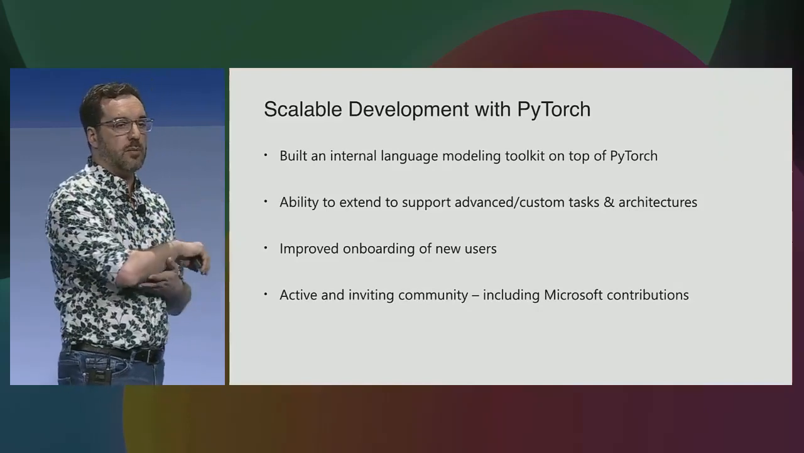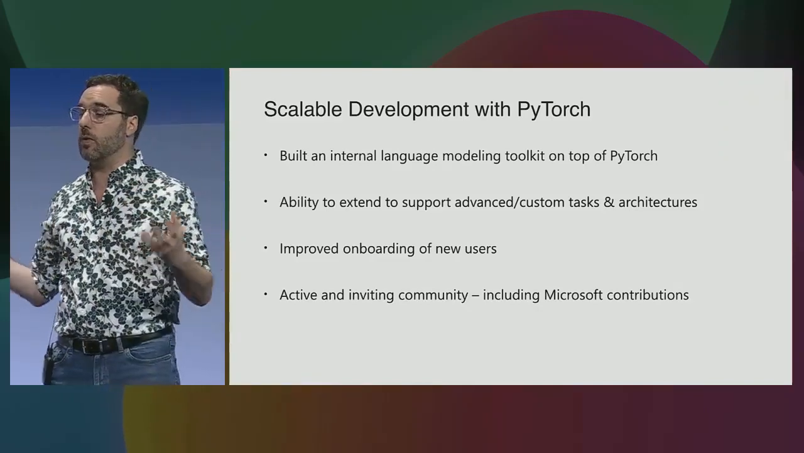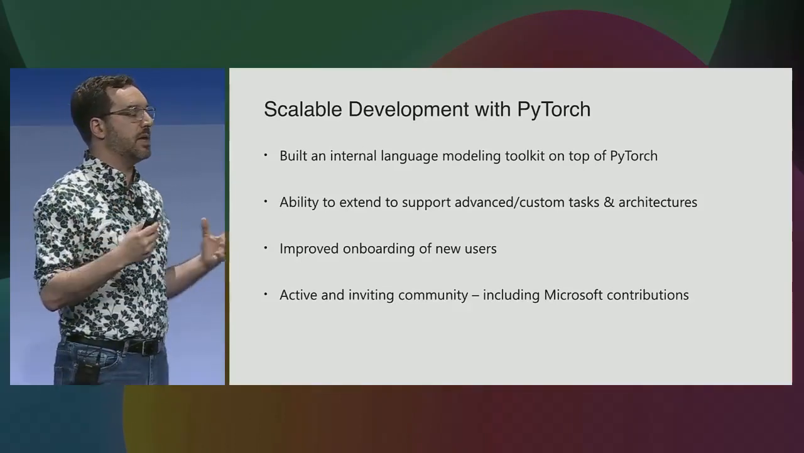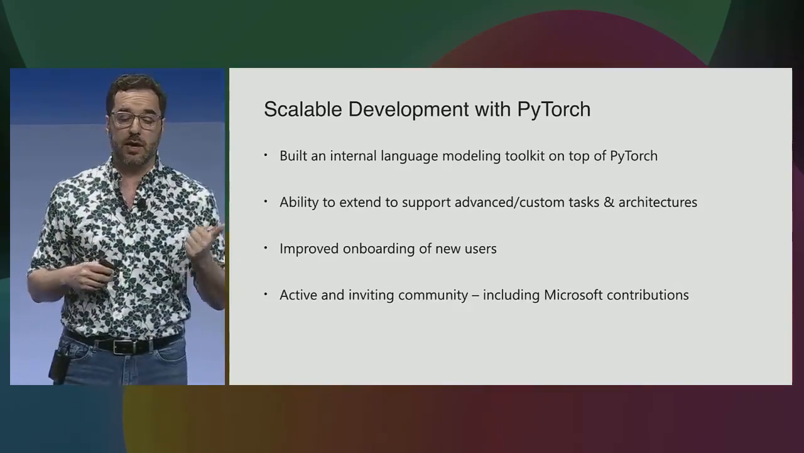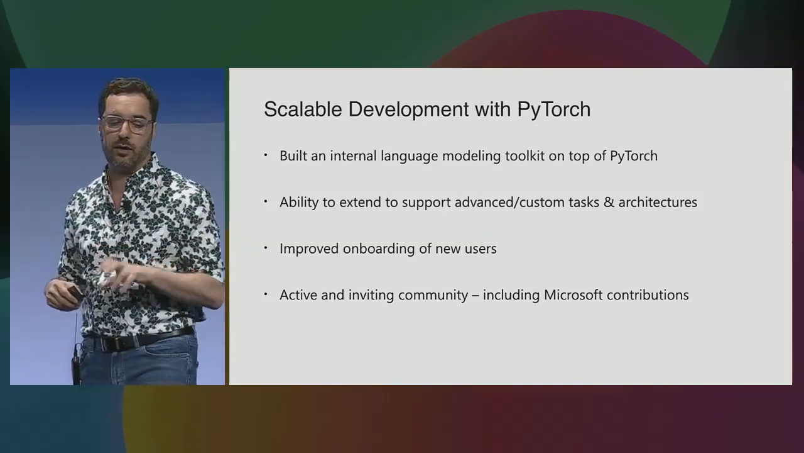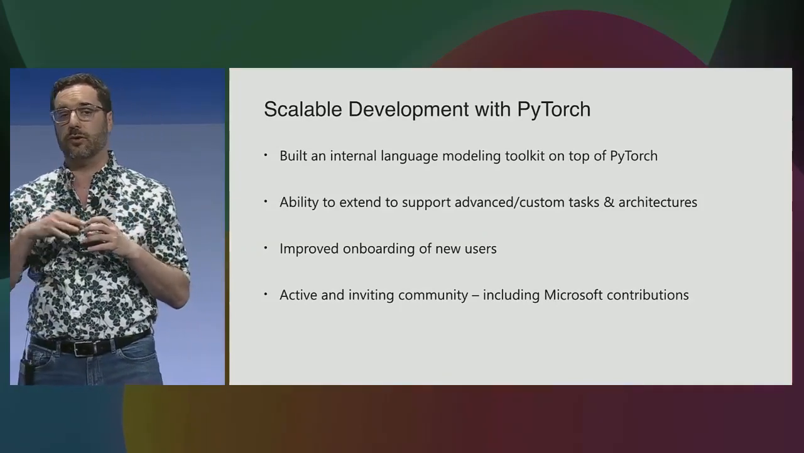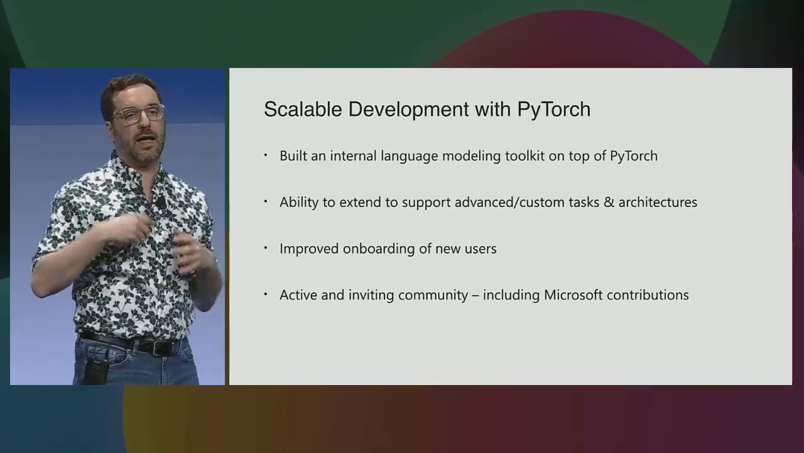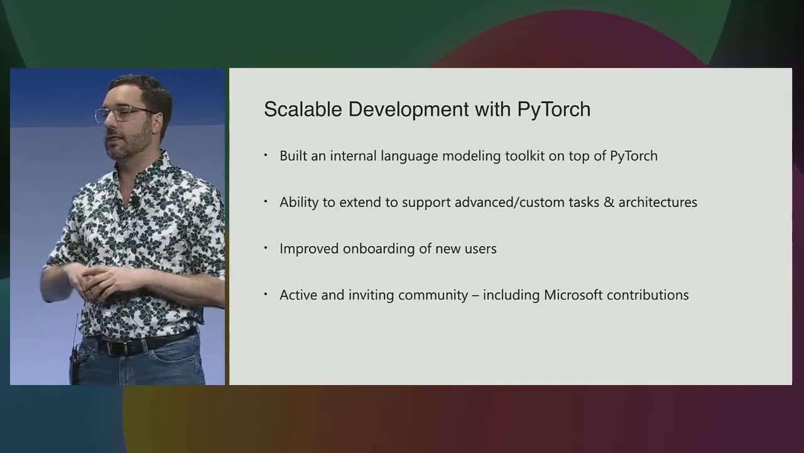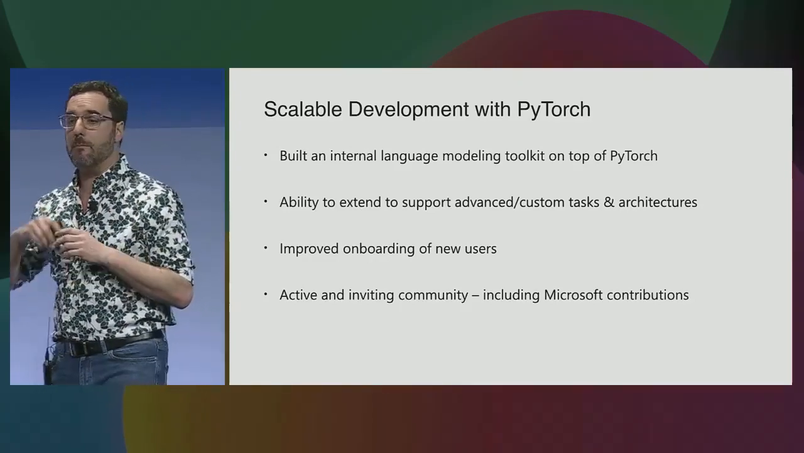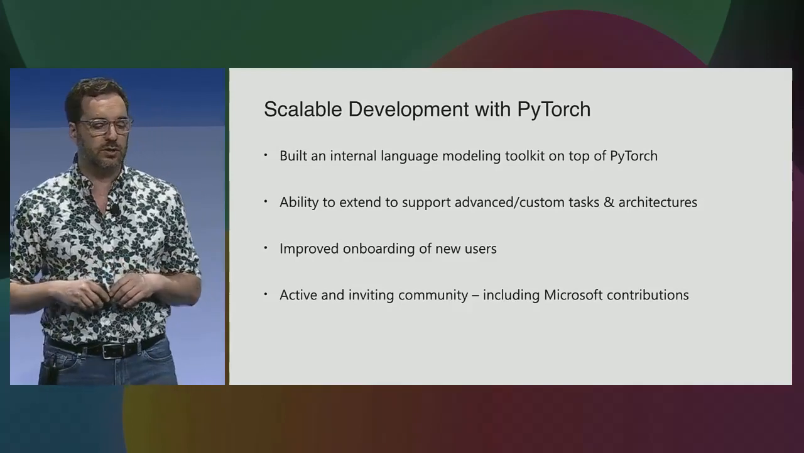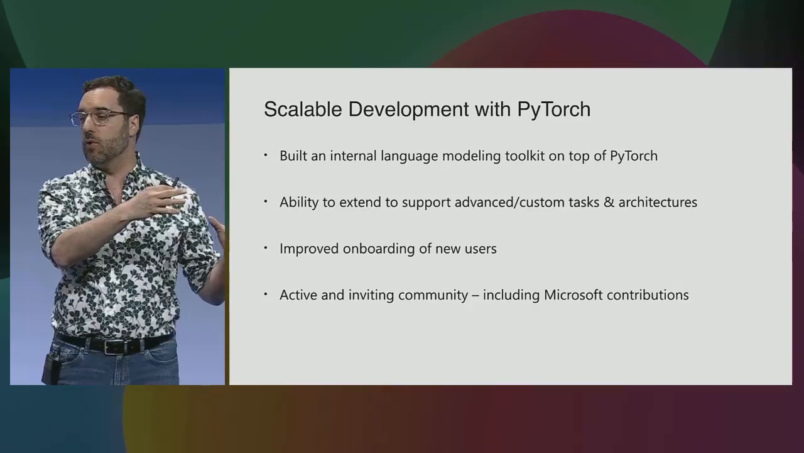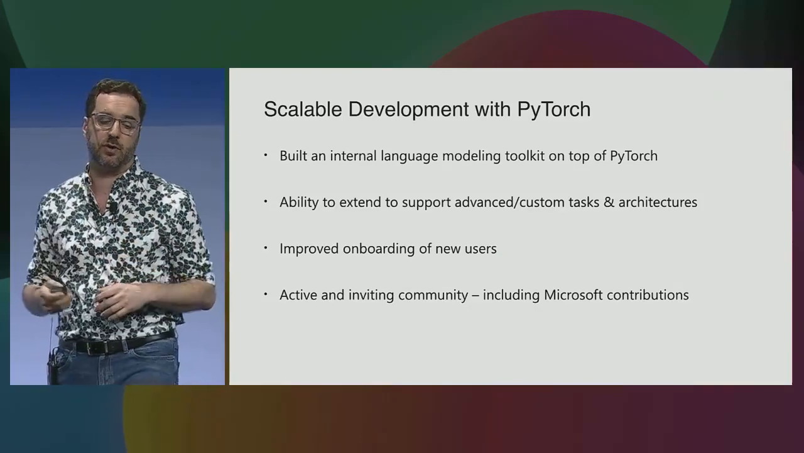So what we did is in partnership with Facebook, we worked through PyTorch, and we evaluated it as a potential option for us, and it immediately met our needs. We built our internal language modeling toolkit on top of PyTorch, and not just on top of PyTorch, but also using the native extensibility that PyTorch provided, we were able to build advanced and custom tasks and architectures that enabled us to meet our needs. It massively improved onboarding of new users, and it was an open and inviting community. And that meant that we could help move all of the advancements we were making internally upstream.